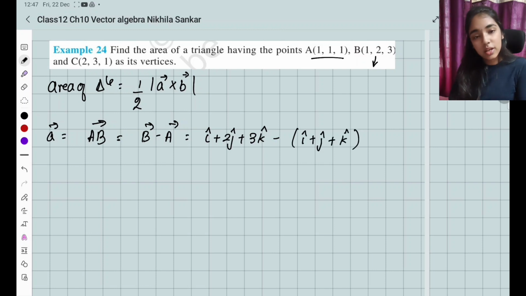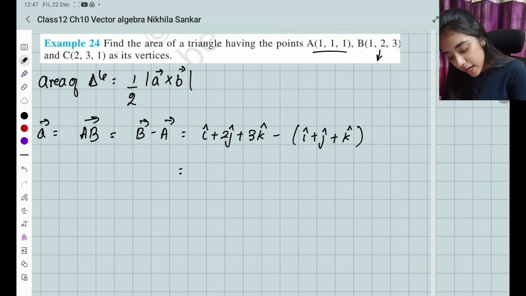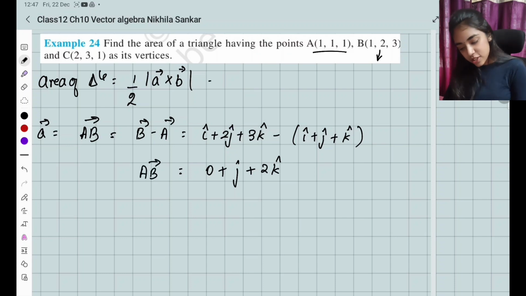Okay, I am just changing the given coordinates into the i cap, j cap, k cap form. So this is going to be i minus i becomes 0, plus 2 minus j becomes plus j, 3 minus k becomes plus 2k. So this is going to be the vector AB. This is my vector AB.